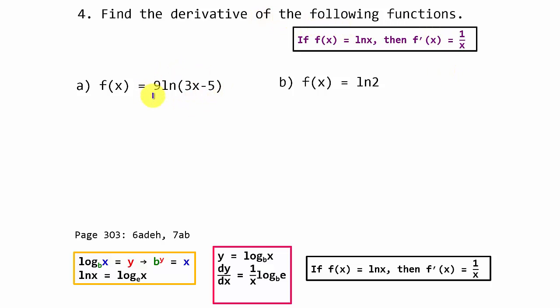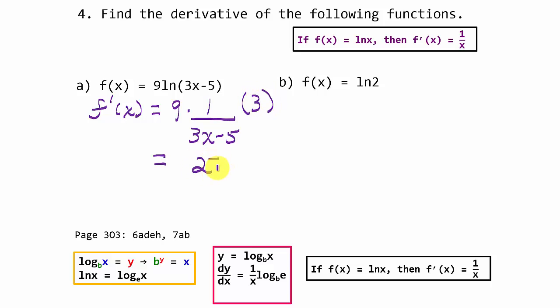Question 4, find the derivative of the following functions. Okay, we have natural log as our function. This 9 is just out front. f prime of x is equal to 9 times, instead of 1 over x, we're going to have 1 over 3x minus 5. And then finding the derivative of what's inside using the chain rule, times 3. And you get 27 over 3x minus 5.